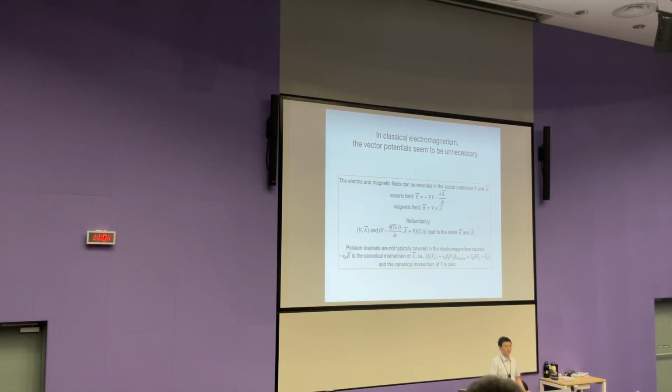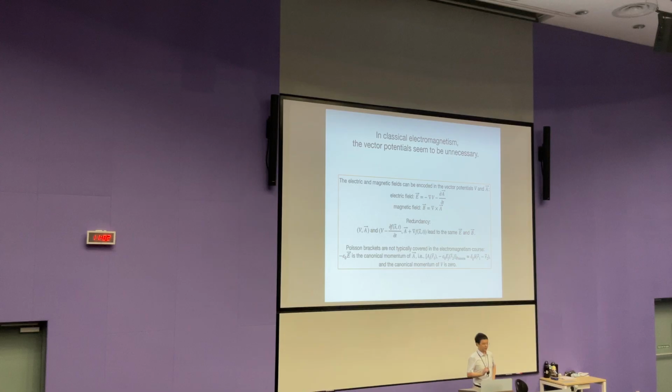Instead, there's some redundancy in V and A. V and A, and this kind of transformed V and A, they lead to the same E and B. This transformation, which takes a function f and changes V into this one and A into this one, has a name called gauge transformation. I think the gauge is just a name. Let's not worry too much about it, but there's this gauge transformation or gauge redundancy.